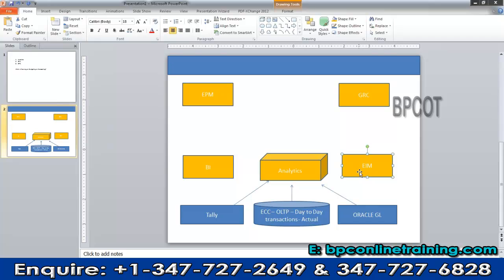If you are getting vendors or customers from different systems, then EIM can check the duplicates, everything, and it can load the clean data.